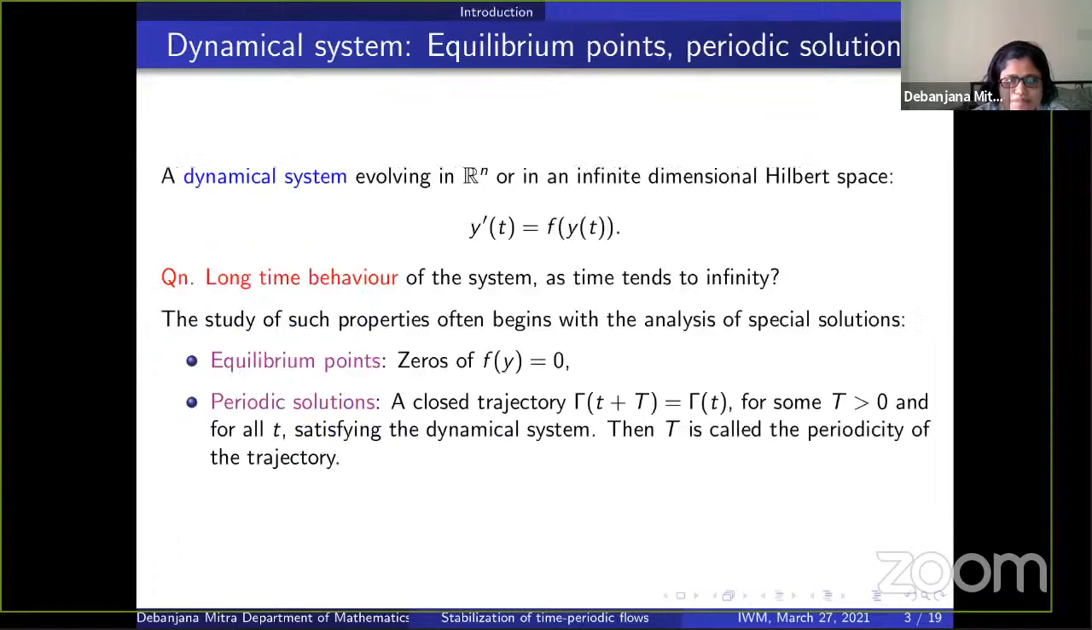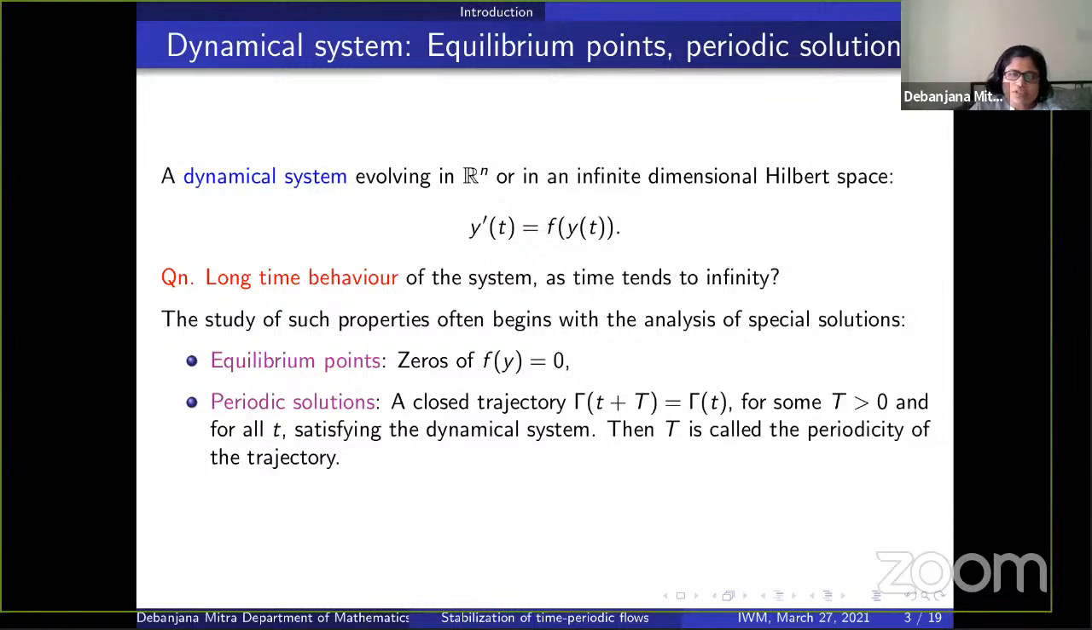So first we will start with the dynamical system, which can be posed in R^n. Then it corresponds to the ODE, ordinary differential equation. It could be a system of ordinary differential equations. And when it is posed in some functional space, for example, if we take a Hilbert space setup, then it corresponds basically to partial differential equations, and then we will call it the infinite dimensional system.